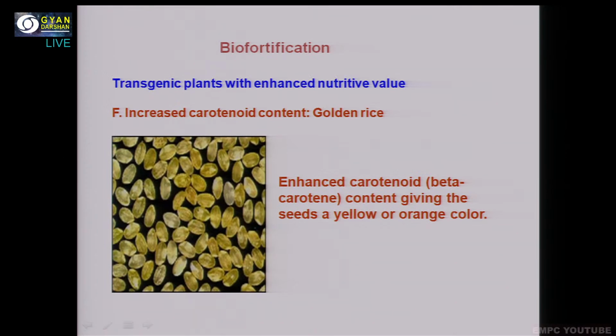The first case is the golden rice. Why is it called golden rice? As you can see in the picture, it gives a golden yellow color to the rice grain. Why golden yellow? Because you are generating transgenic rice, which will be rich in carotenoids. Why carotenoids? Because carotenoids are actually precursors for vitamin A.